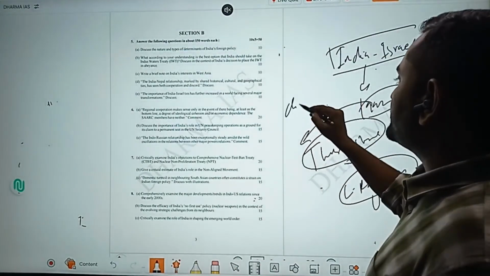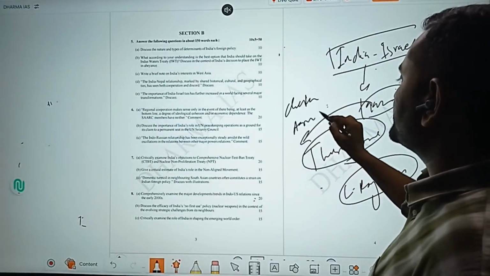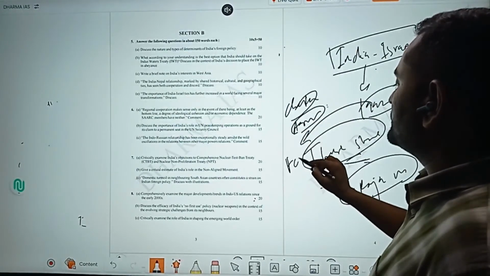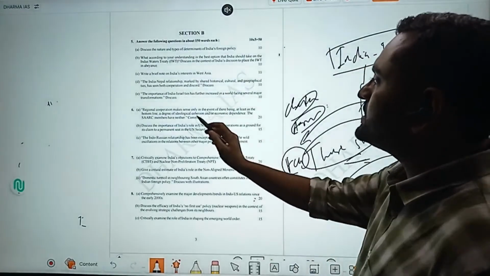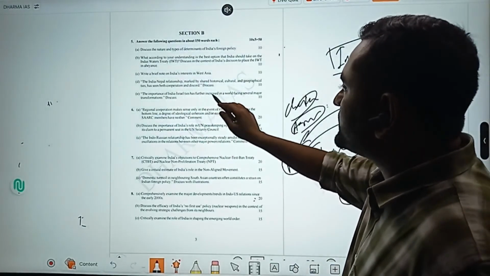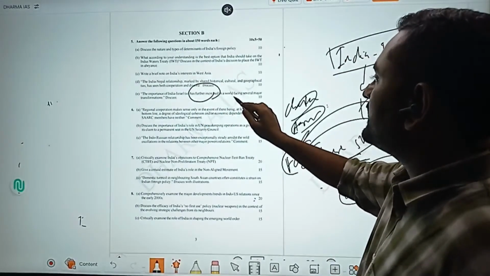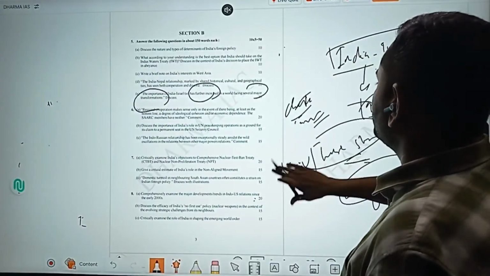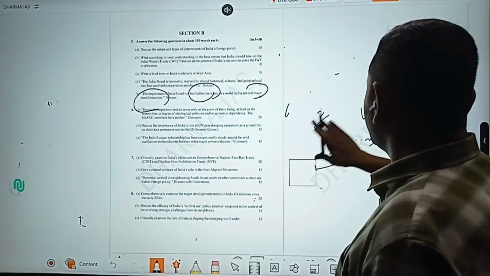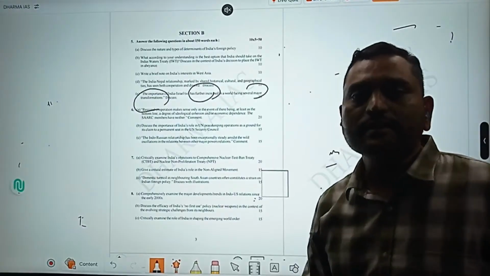Why did the defense sector become important? Agriculture cooperation, technology cooperation. So those were the areas in the relationship. But the question is asking about the importance of India-Israel ties having further increased in a world facing several major transformations. That is, changed geopolitics, changed politics in the world.